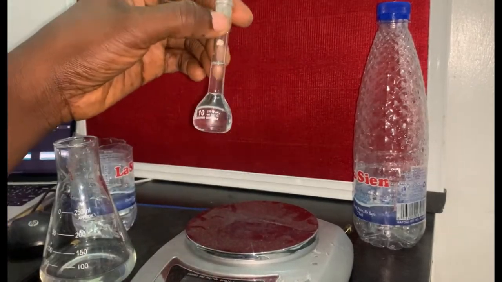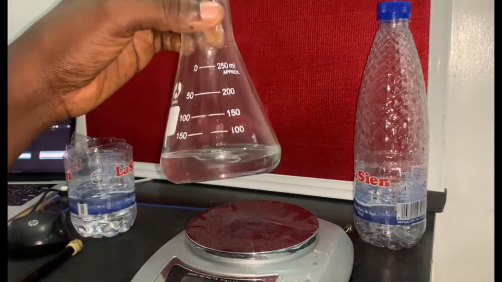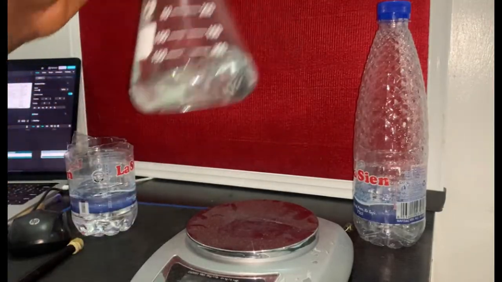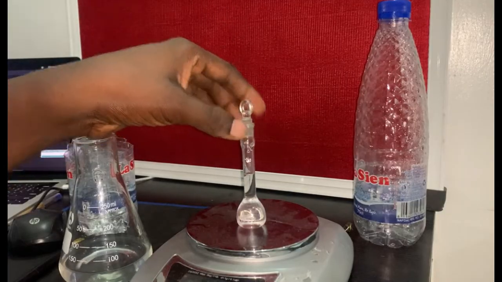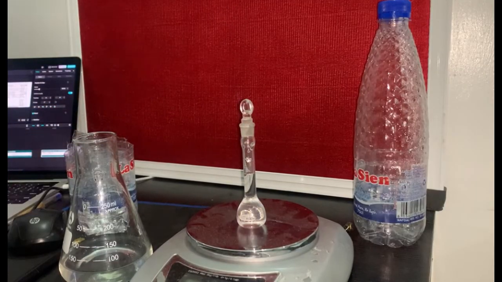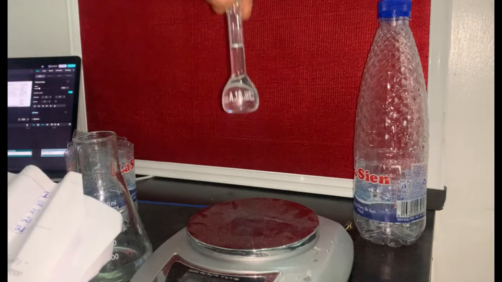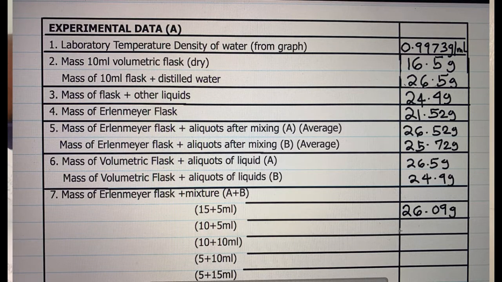So here, what I have is actually the mixture. I mixed it first, 15 ml of A plus 5 ml of B. I shake it thoroughly and then take 10 ml from here and fill my flask. And then I'll wait. Now, what I'm going to get as the mass of this flask plus this content is 26.09. Okay, I'll record it, 26.09.